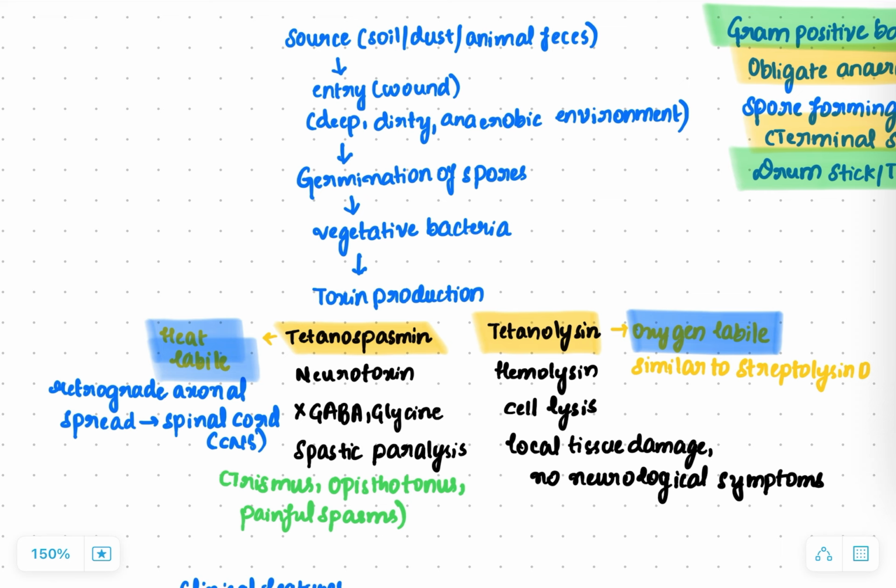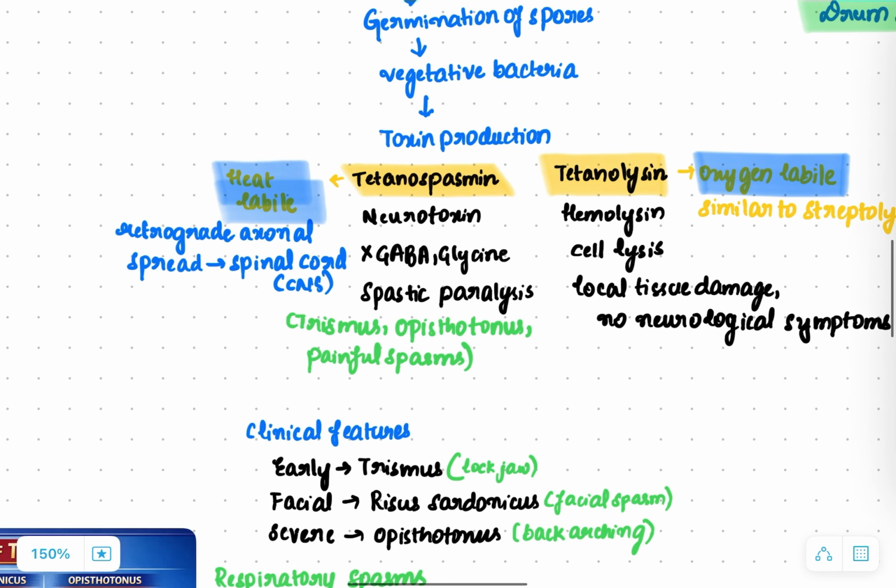The second toxin is tetanolysin. This is oxygen labile, similar to streptolysin O. It is a hemolysin. As the name suggests, it will cause cell lysis, and also local tissue damage, which helps in the spreading of the organism, but no neurological symptoms will be caused by tetanolysin. So the most important toxin is tetanospasmin, which will cause all the symptoms in the patient.